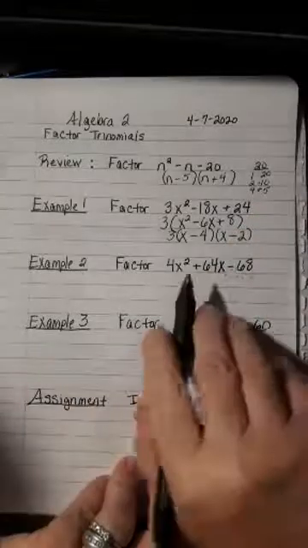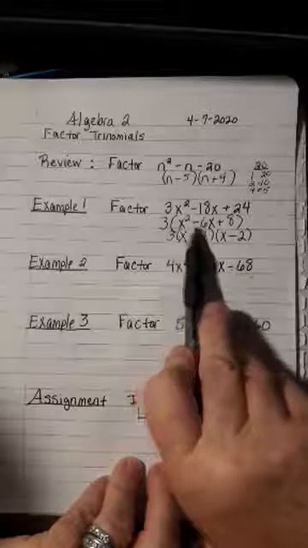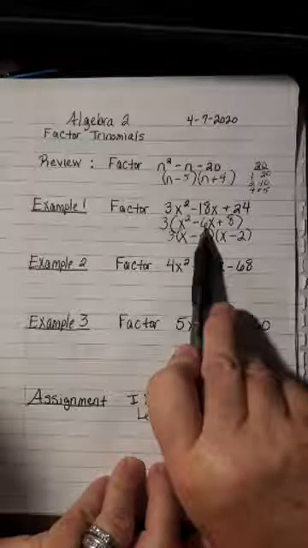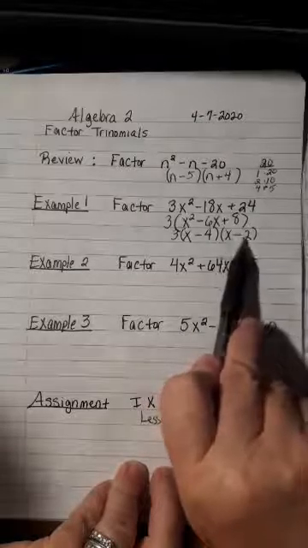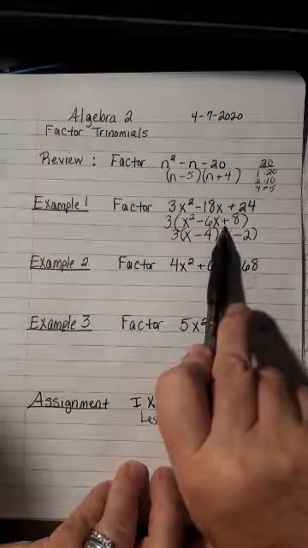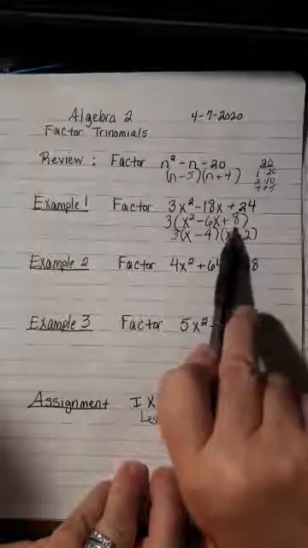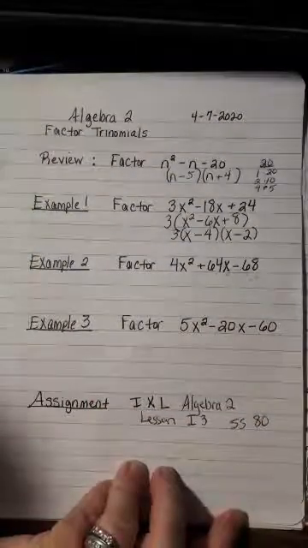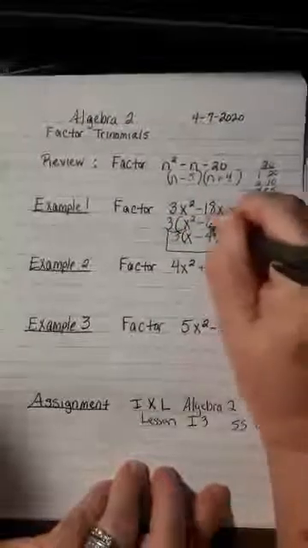And then we need to just check. X times x is x to the second. To get your middle term, negative 6x, that's where you have to add the negative 4 plus the negative 2, and that gives you negative 6x. And then your positive 8 you get by negative 4 times negative 2, and that's a positive 8. And that is your final answer.